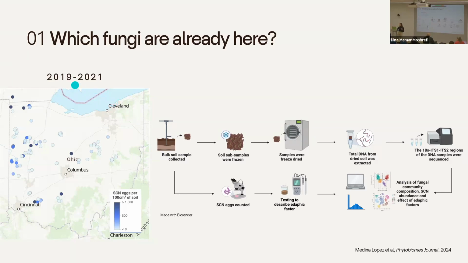In total, we collected 171 soil samples from different fields, and those are the field locations here. Once the soil was collected, we extracted DNA from the soil to identify the fungi within that soil sample using long-read amplicons that encompass the full ITS region of the fungi. So that includes a portion of the 18S region, ITS1 and ITS2 regions. We counted the nematode eggs on that soil sample, and we tested the edaphic factors of the soil.